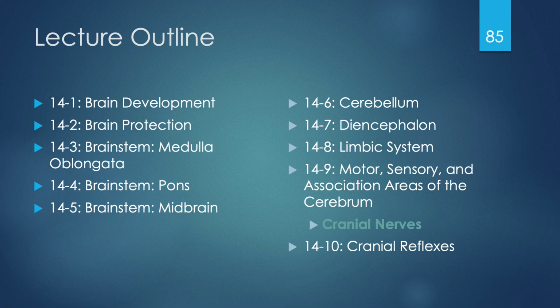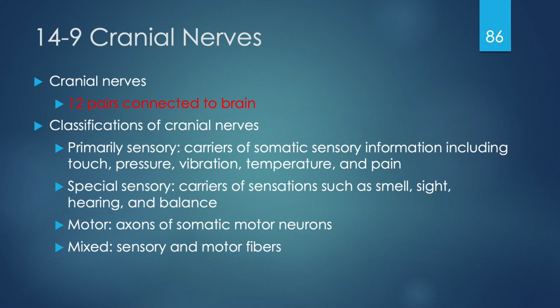As a section of 14-9, we're now going to review all of the cranial nerves. There are 12 pairs of cranial nerves, and these nerves are connected to the brain, as opposed to spinal nerves, which attach to the spinal cord. So we're going to classify all of these 12 sets of cranial nerves as being either primarily sensory, special sensory, motor, or mixed.